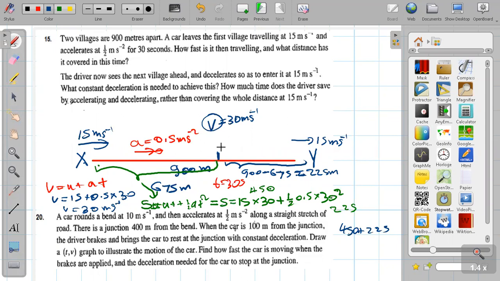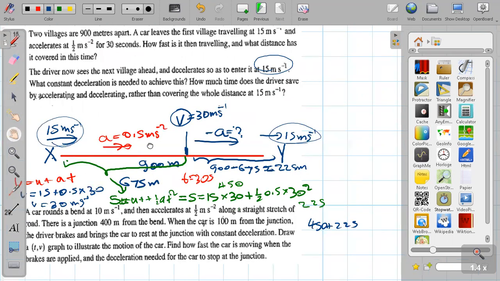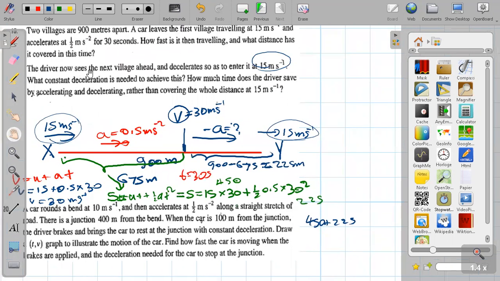Now the driver sees the next village and he has to apply a brake. Here it's going to be a negative acceleration, deceleration, we don't know. The driver sees the next village ahead and decelerates to enter at the speed of 15 m/s. When you enter the town, imagine there is a certain boundary, a maximum speed of the city to enter and leave. So he has to reduce to 15 m/s. What is the deceleration he may have to make?